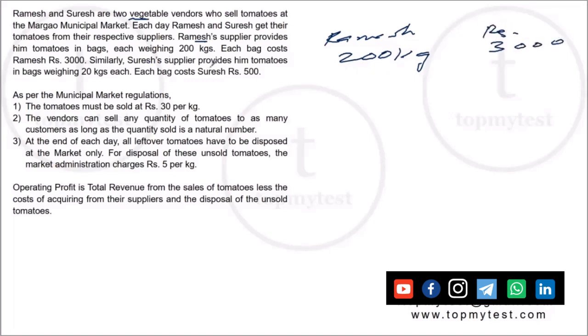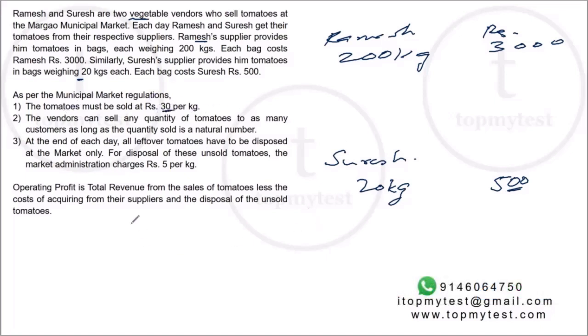Suresh's supplier provides him tomatoes weighing 20 kilos each. This is Suresh. His lot size is 20 kilos. He can buy only in 20 kilos and it costs him 500 rupees. As per the municipal market regulations, the tomatoes must be sold at 30 rupees per kilo. So your selling price is 30 rupees per kilo.